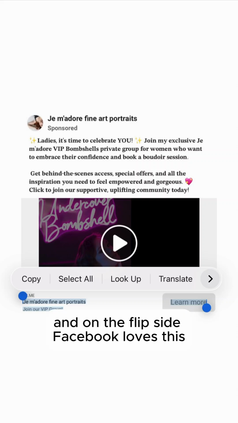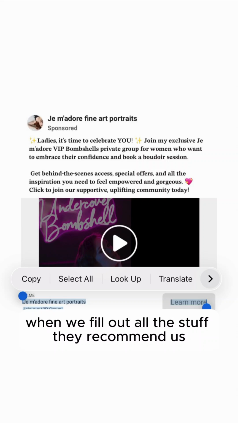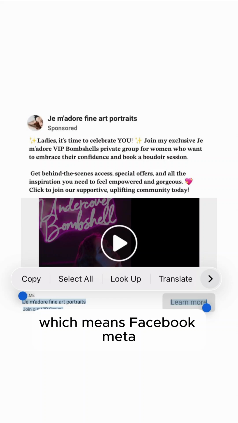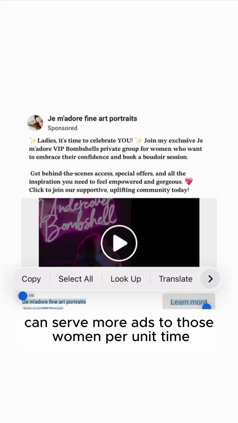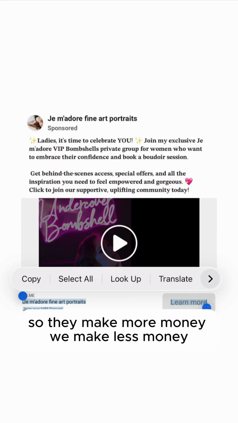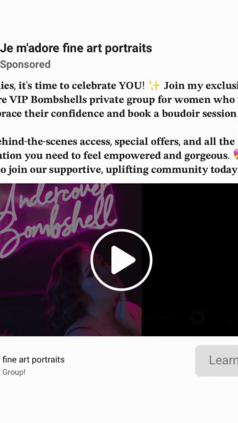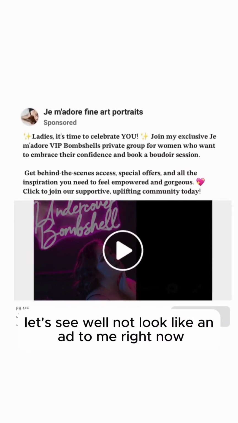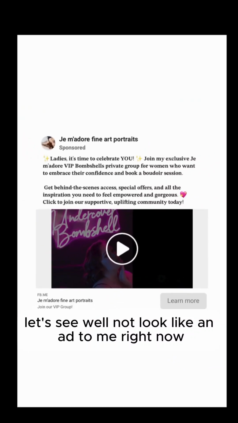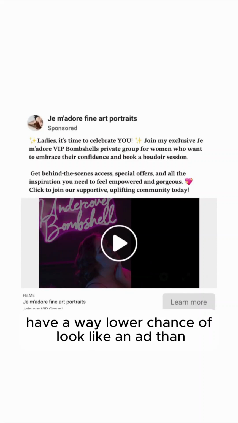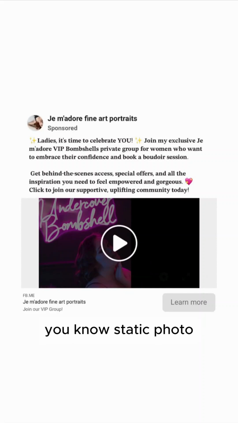And on the flip side, Facebook loves this when we fill out all the stuff they recommend, because more women scrolling by our ads per unit time means Facebook, Meta, and the Zuck can serve more ads to those women per unit time. So they make more money, we make less money. We actually waste more money per unit time doing this. Creative, let's see. Well, that does not look like an ad to me right now. I didn't play the video, but videos normally have a way lower chance of looking like an ad than a static photo.